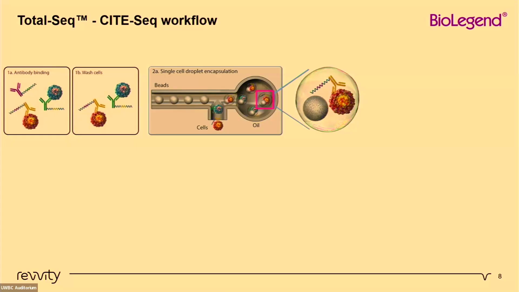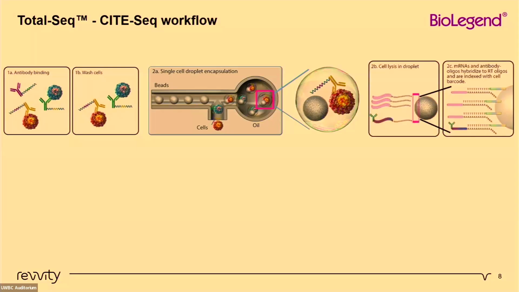And then we're going to proceed to, in this case, what looks like the 10x workflow, single cell droplet encapsulation. So we have cells and oil, and they're going to go together with the gel bead to make this single cell: one cell, one bead, and there's all kinds of different antibodies on that particular cell. In the droplet, the cells will lyse, and the mRNAs will start to bind the gel bead. You'll also have the oligo tag from the antibodies bind the gel bead.